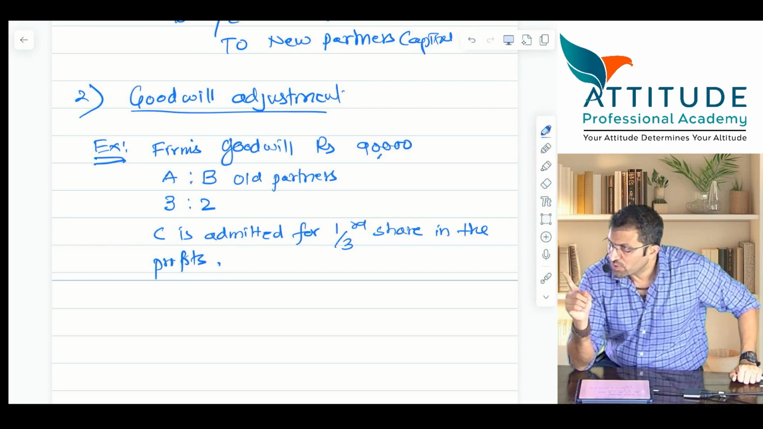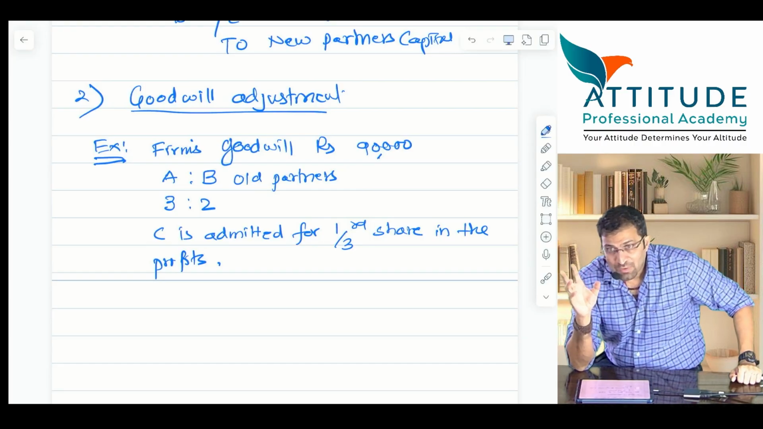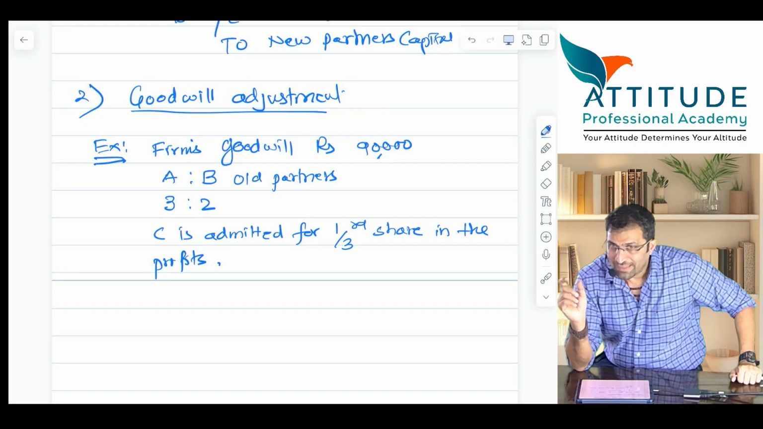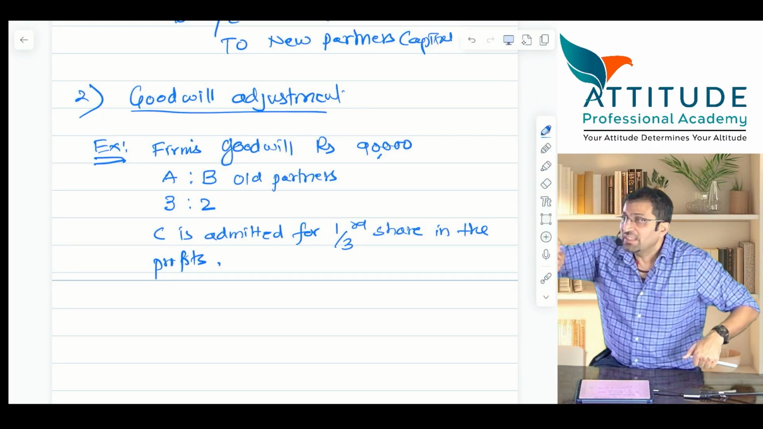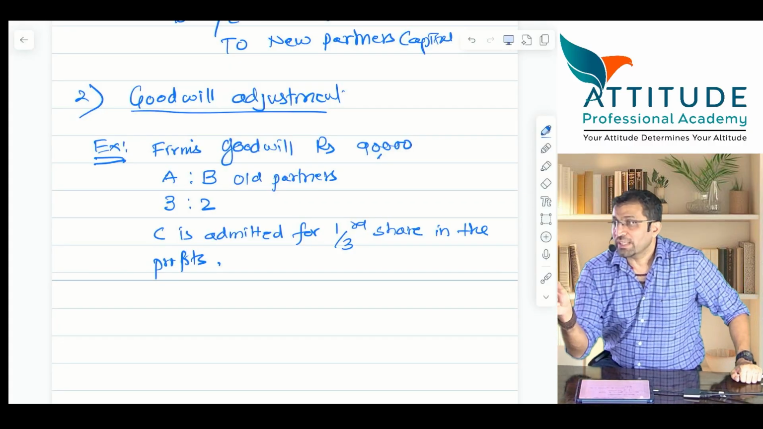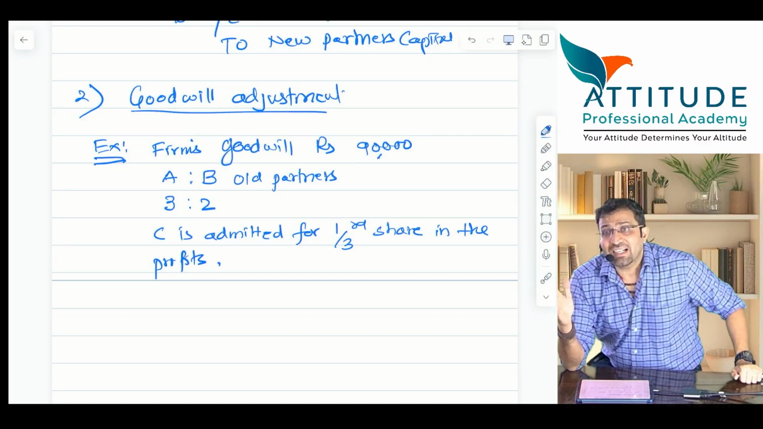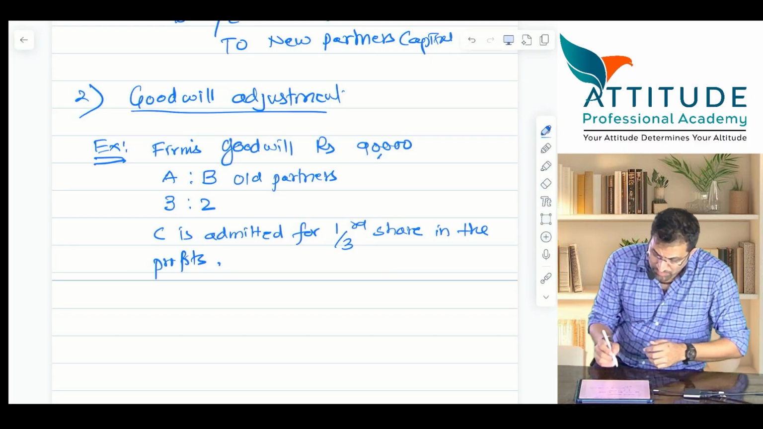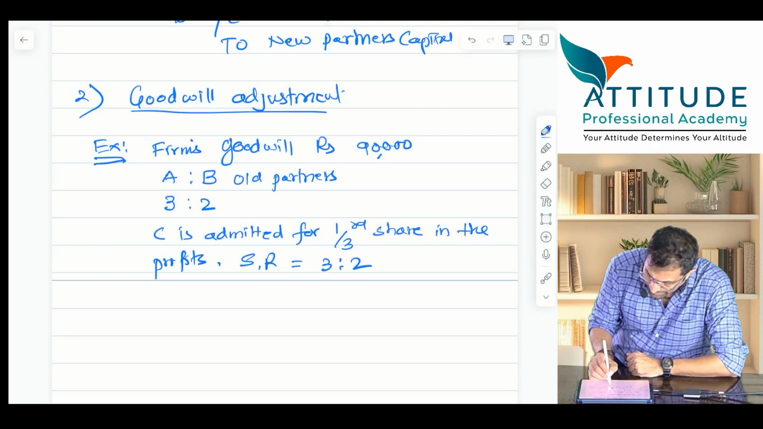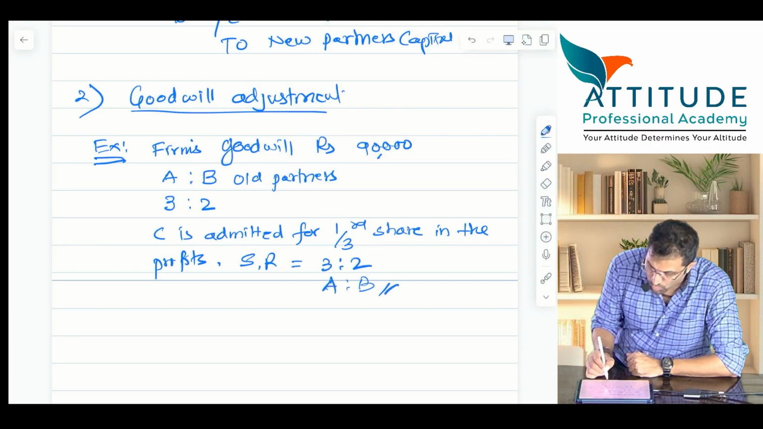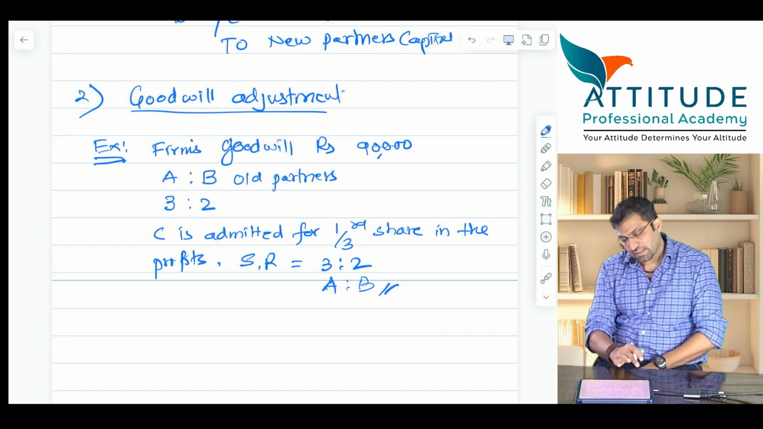Steps I have already done. You still remember? Step number 1, remaining share: 1 minus 1/3 is 2/3. This 2/3 is shared among A and B in the ratio of 3:2. That will be the new share. So the sacrifice ratio will also be 3:2. So right now we can say the sacrifice ratio is equal to 3:2 for A and B. Who has sacrificed? A and B.